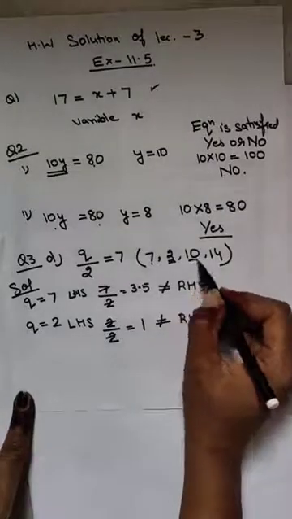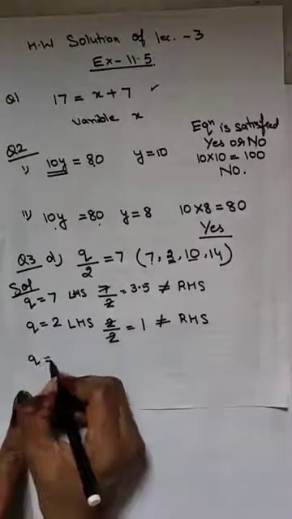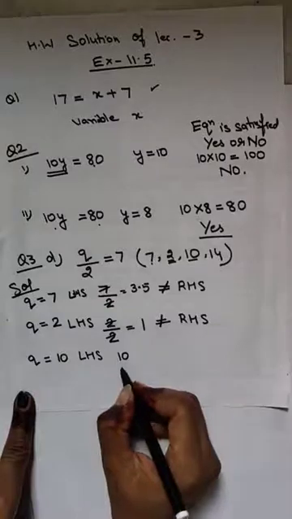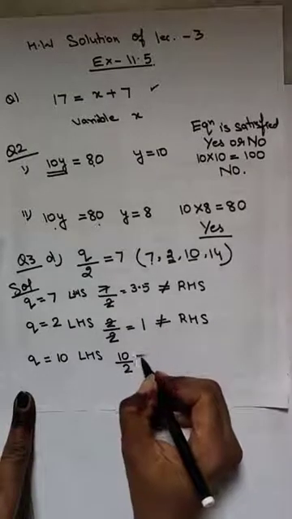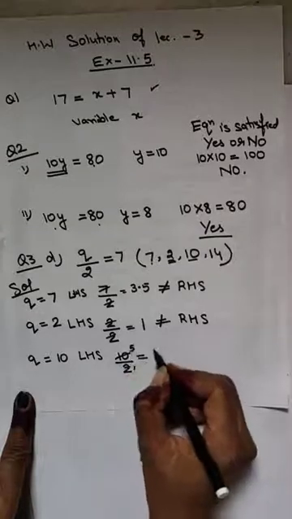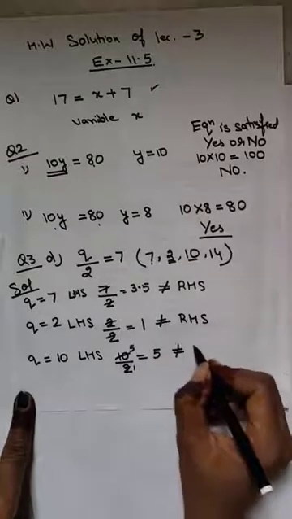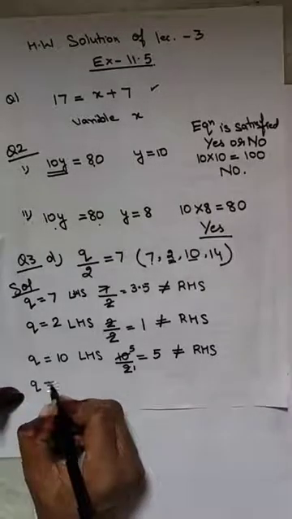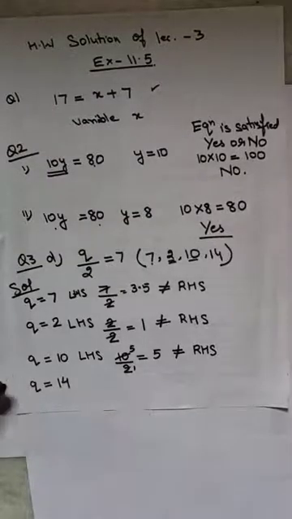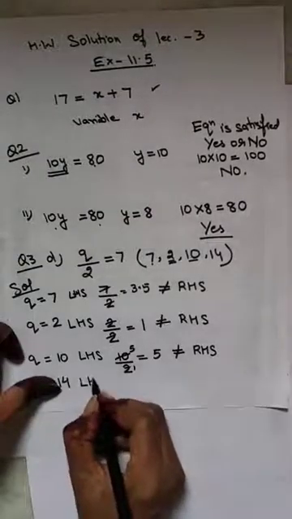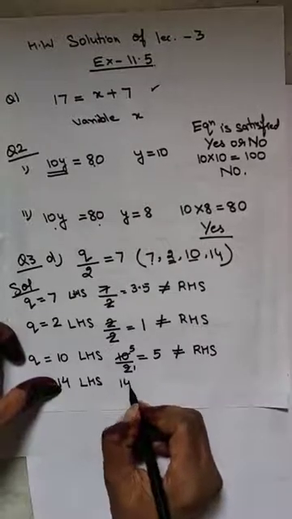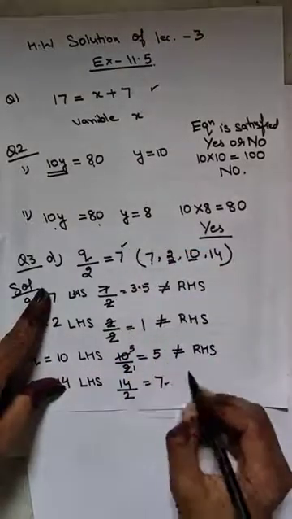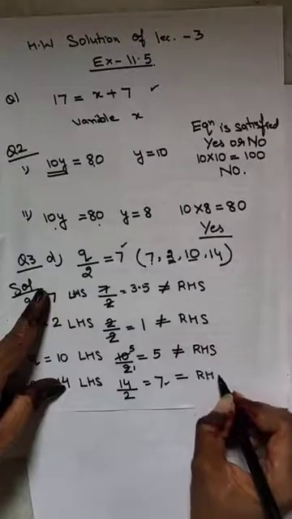Fine. Now take the third value, q equal to 10. Left hand side is 10 divided by 2, which is equal to 5, since 2 fives are 10. This is also not equal to RHS, right hand side. Now you have to take the last value, q equal to 14. It is 14 upon 2, that is 7. Now see, this is equal. This is equal to RHS.